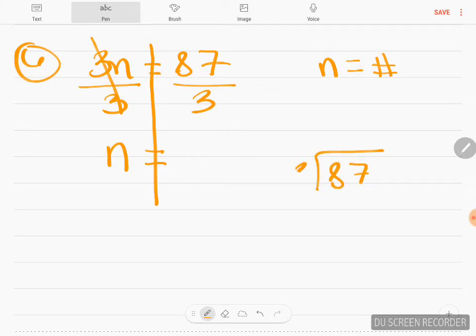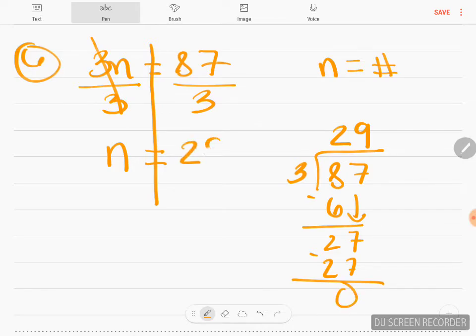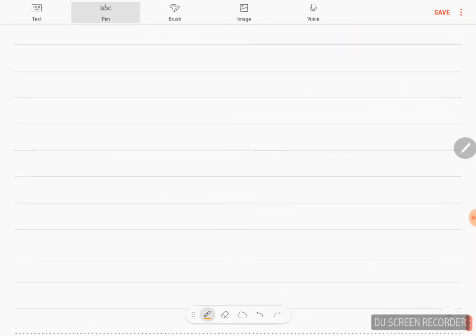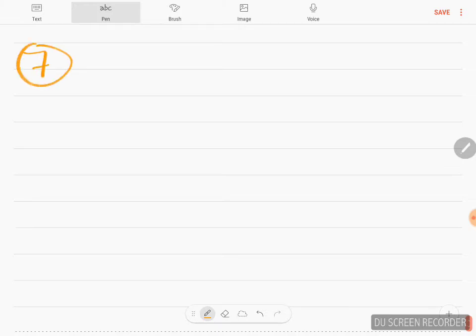87 divided by 3. How many times can 3 go into 8? It is 2, 6, 27, 9, 0. N equals 29. All right, question 7.